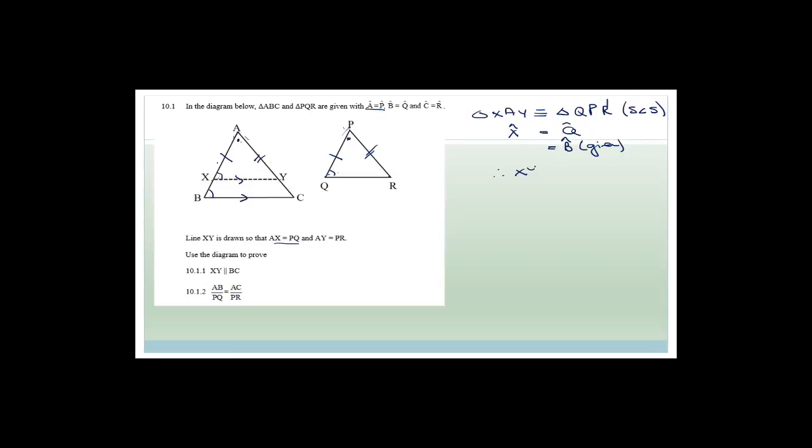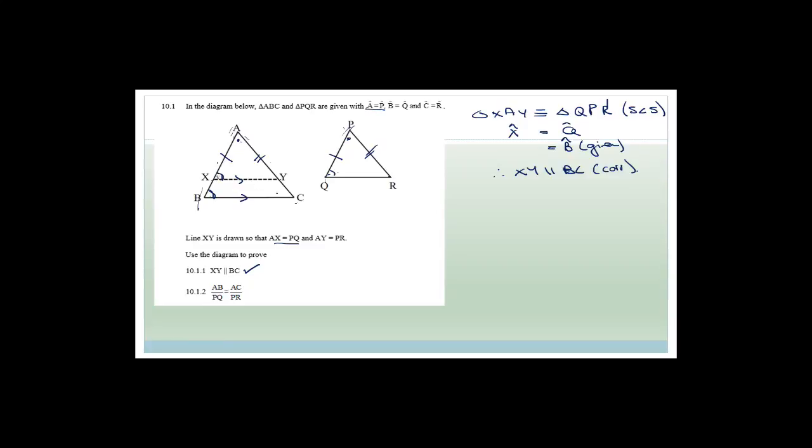Therefore, XY is parallel to BC because of corresponding angles. Okay, so that is equal to that. Now they say prove that AB over PQ is the same as AC over PR.